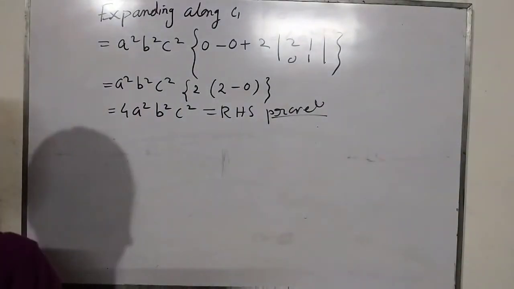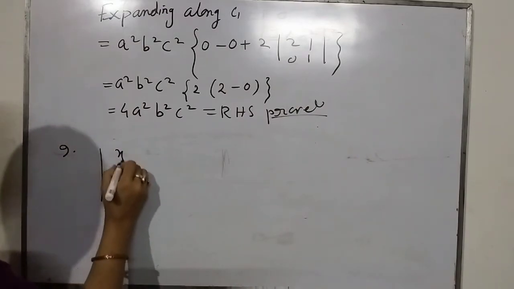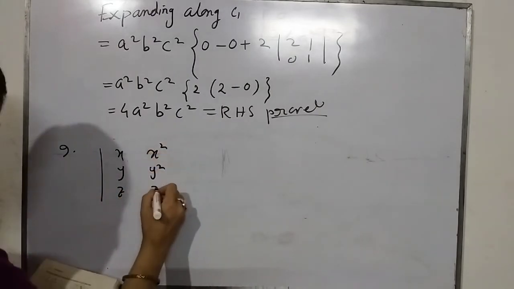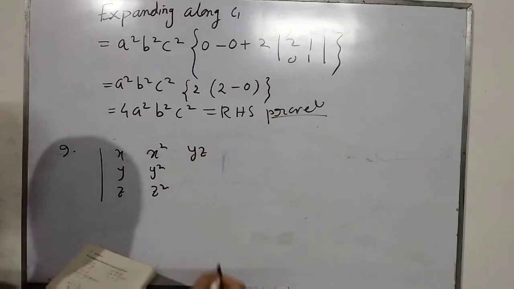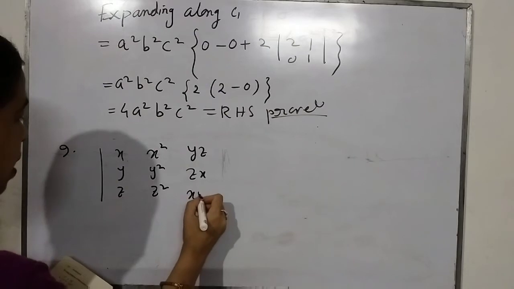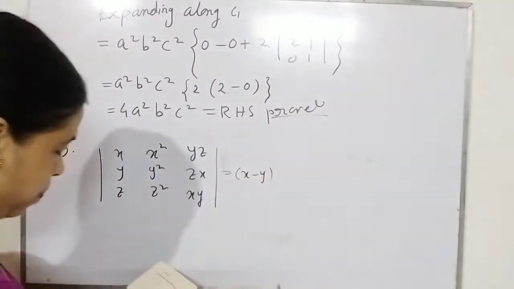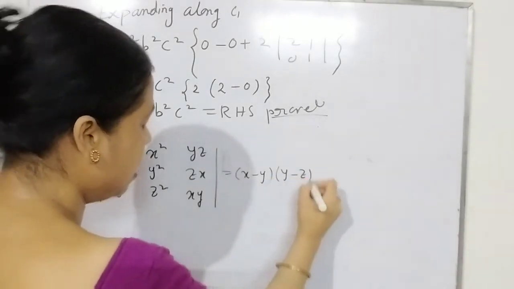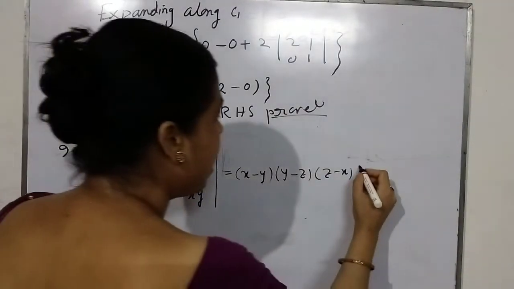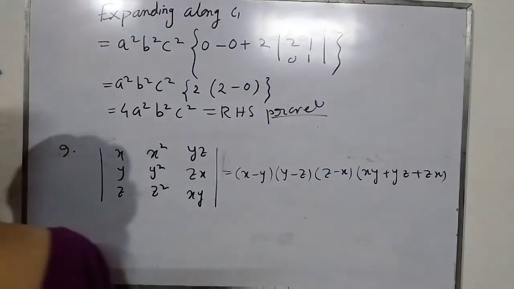You see, your question number 9 is, I am writing here question number 9. You have here x, y, z. This is x square, y square, z square. yz, it is what, zx, and then xy. Your answer to get x minus y, y minus z, z minus x, and next is xy plus yz plus zx.